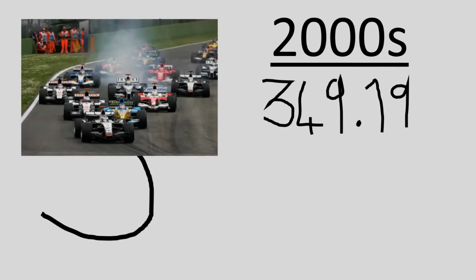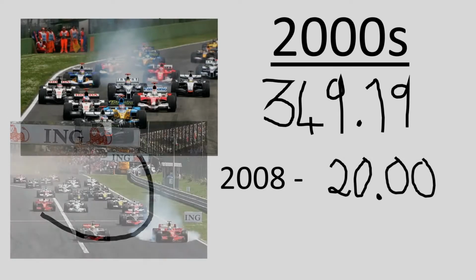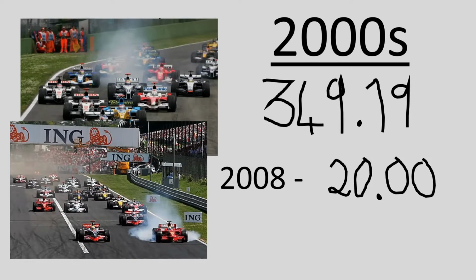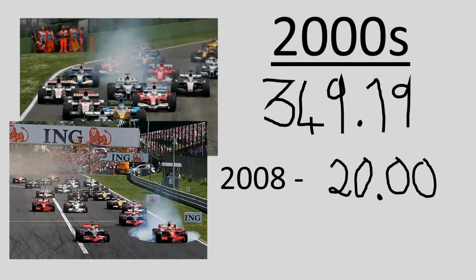The 2000s are in 5th with a score of 349.19. So far only 5 points has covered just 3 decades, and we have a best year of course 2008, scoring 20.00. The title showdown between Lewis Hamilton and Felipe Massa went down to the wire, 1 point difference. It was a solid championship.